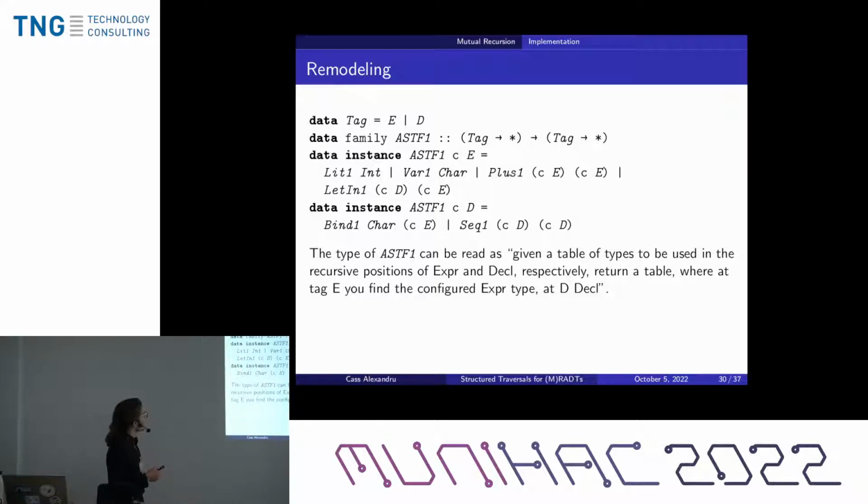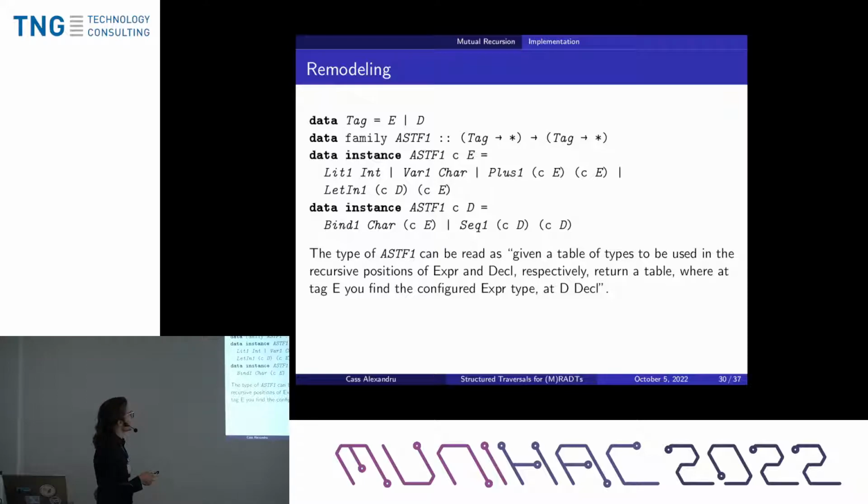Basically, you define this family at the index E. So this is now your expression data type. And plus we saw had recursive arguments that were expressions. So we again call this family C at the index E. Whereas the let had a declaration followed by an expression. So we call this family C at the index D, which is a declaration. And then if you look at declaration, it was either bind a character to some expression or two declarations after each other.